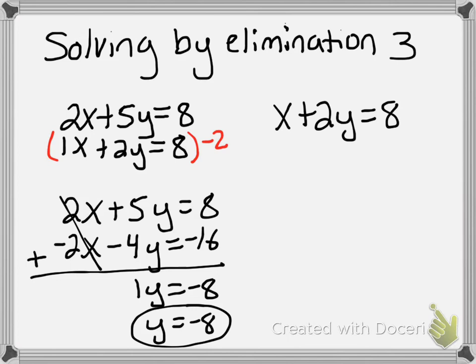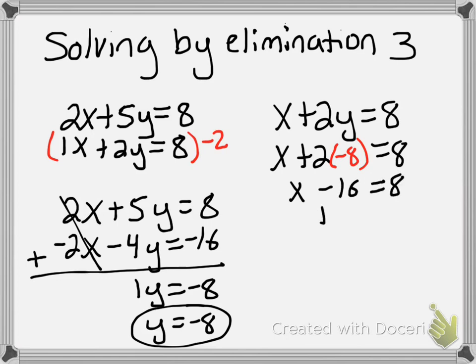But since my y value is equal to -8, to solve for x, I just have to plug in a -8 in for my y value. So x plus 2 times -8 is -16, equals 8. I have to add 16 to both sides. So in this case I get x is equal to 24.